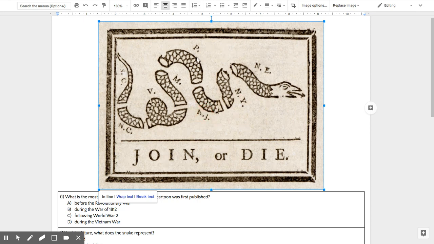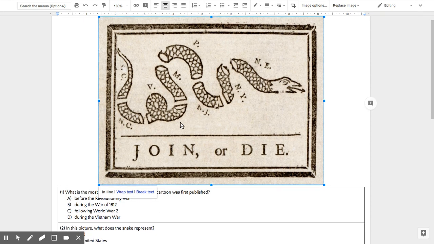NJ, that's New Jersey. P is Pennsylvania. M, Maryland. V, Virginia. North Carolina. South Carolina. There's no Georgia, which is sort of weird. I think that was a mistake, probably. And then NE, which happens to be New England. Most people have the individual states, but not in this original thing. So you have a serpent or a snake that's in little pieces, and it says join or die.